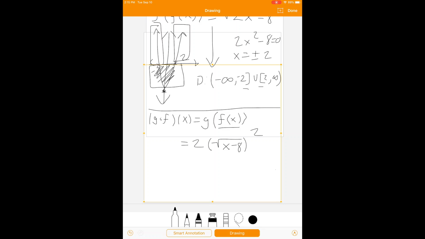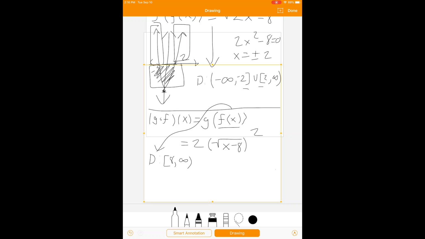Now if we think about function f, follow my line down there, we can find that the domain is going to be 8 to infinity, because those will result in function values that are greater than or equal to 0. We cannot take the square root of a negative number.